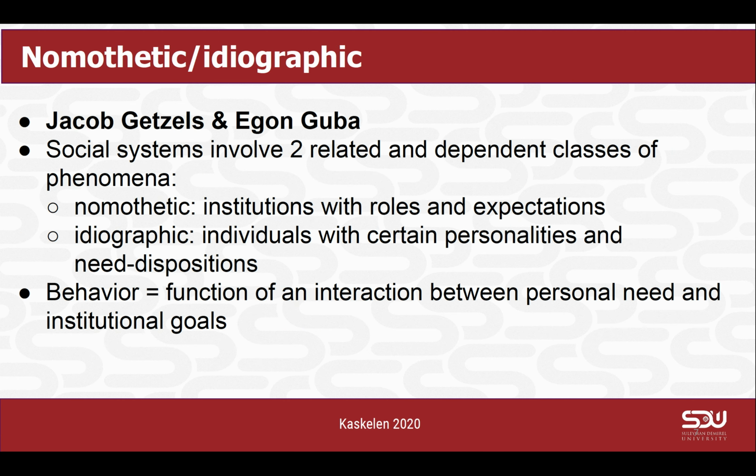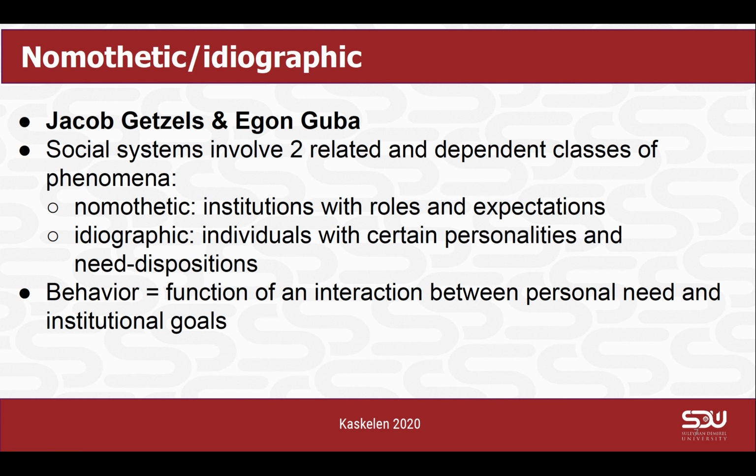So the next idea was put forward by Jacob Getzels and Egon Guba. They argued that social systems involve two related and dependent classes of phenomena. The first class is nomothetic. This is represented by institutions with roles and expectations, and idiographic, individuals with certain personalities and needs and dispositions.